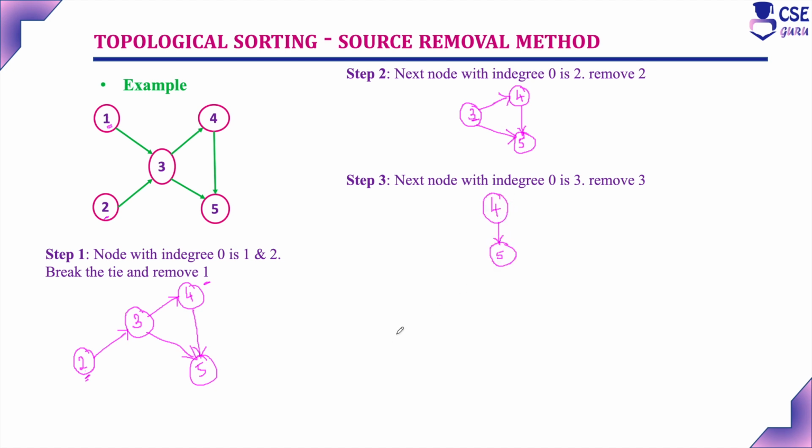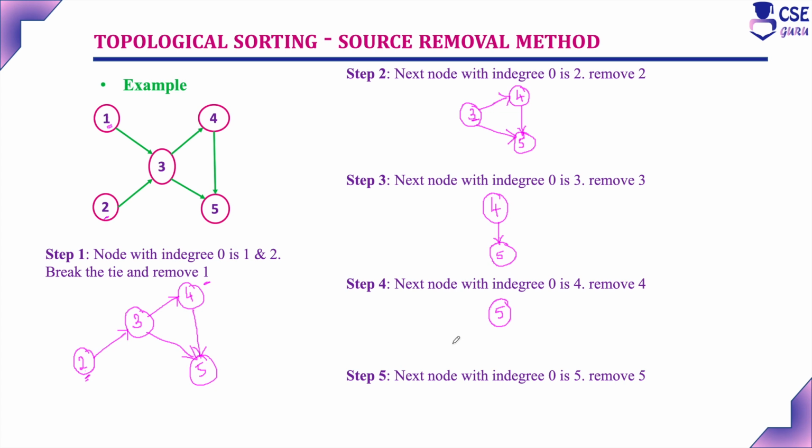Next step, identify the next vertex with in-degree 0. That is 4. Remove vertex 4 along with its outgoing edge. If you remove 4, you will get vertex 5 only. And in the next step, remove 5 also. So now the graph is empty.